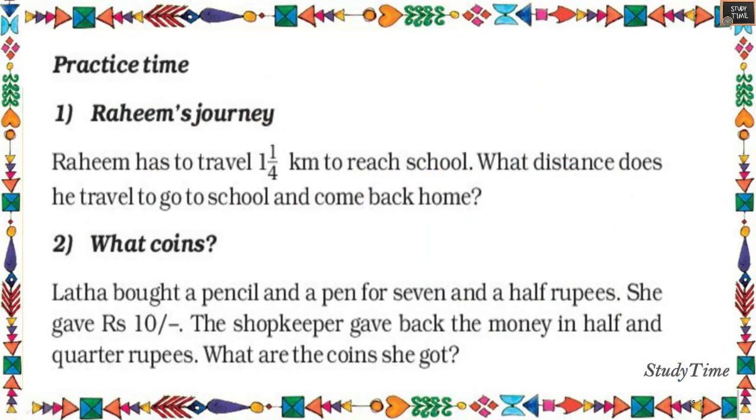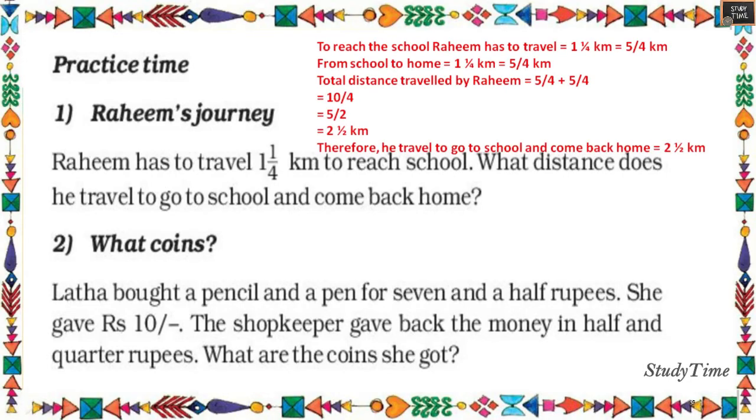Next, Rahim's journey. Rahim has to travel 1 by 4 kilometer to reach the school. What distance does he travel to go to school and come back home? So you have to double this number. See here, 1 by 4 can be written as 5 by 4. 5 by 4 plus 5 by 4 is 10 by 4. 10 by 4 can be written as 5 by 2, that is 2.5 kilometer.